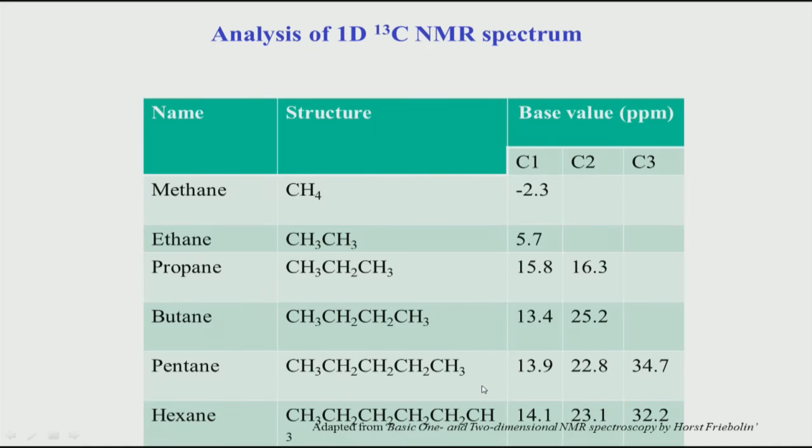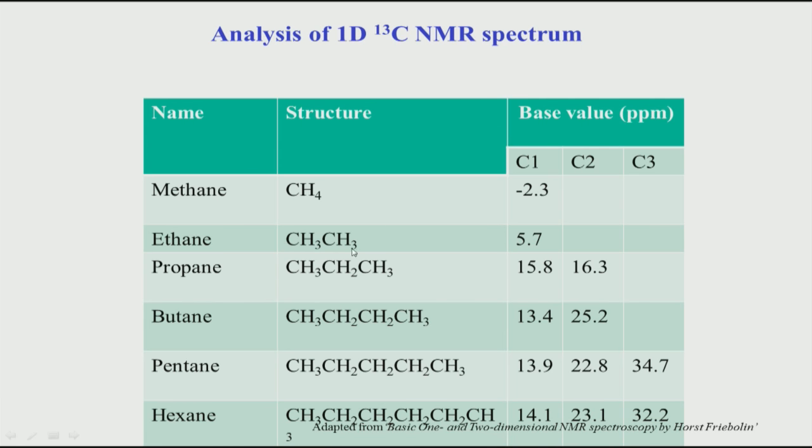Let us look at a few examples. We are not going to look exhaustively at all the examples; as I said, more exhaustive tables are given in this book. This is just an illustration of how this can be done. These are the base values we will consider for an aliphatic system, cyclic and acyclic. For the acyclic case, if you have methane, the carbon for methane, the base value will be assigned as minus 2.3 ppm.